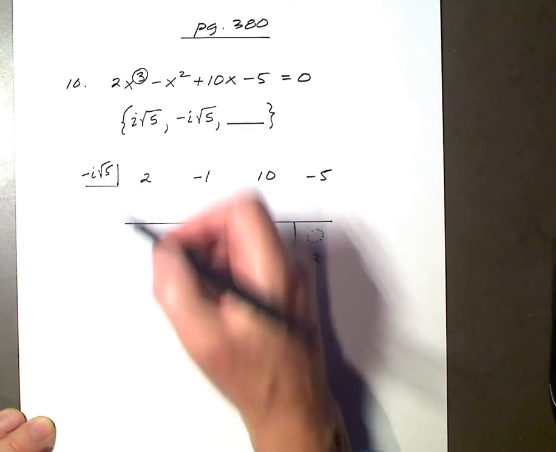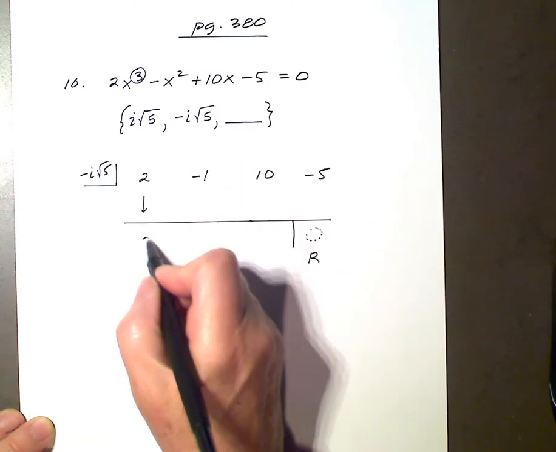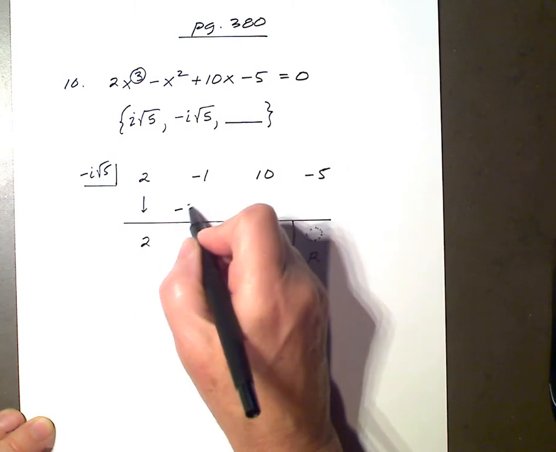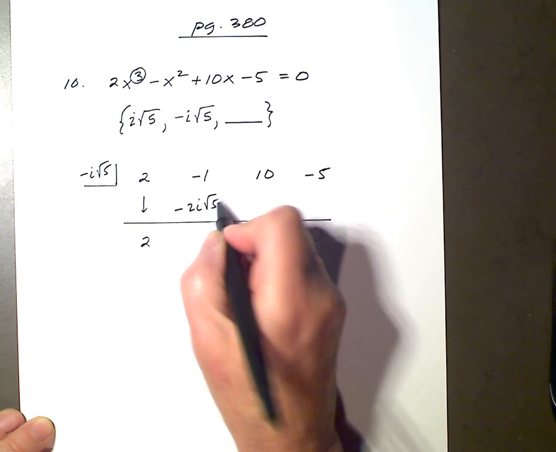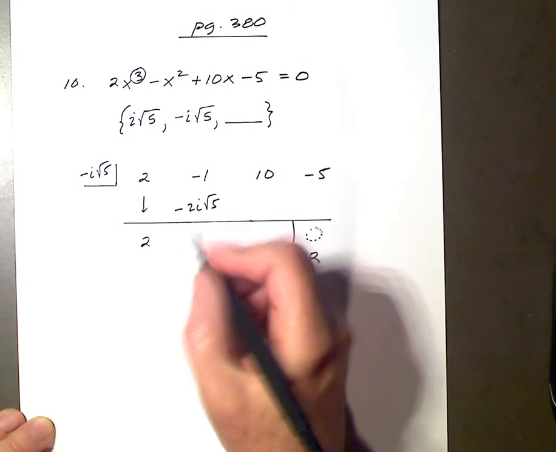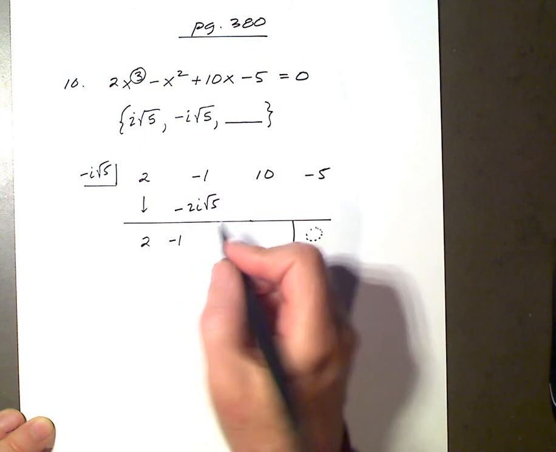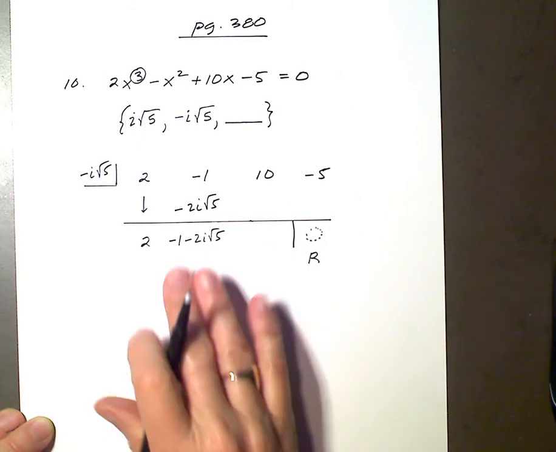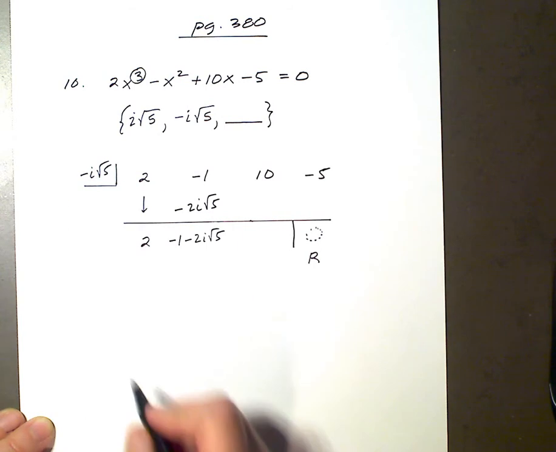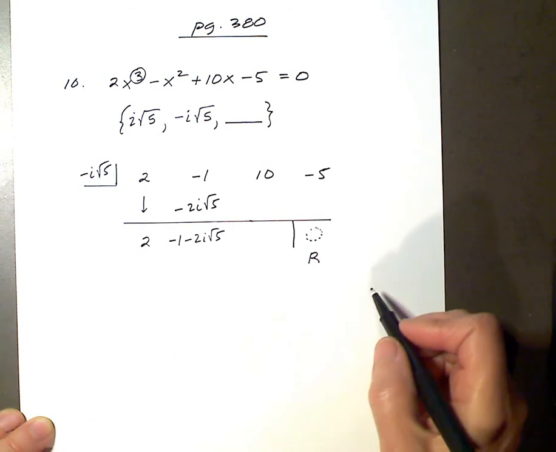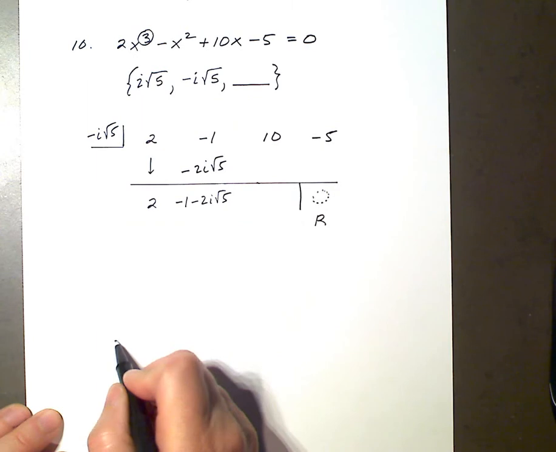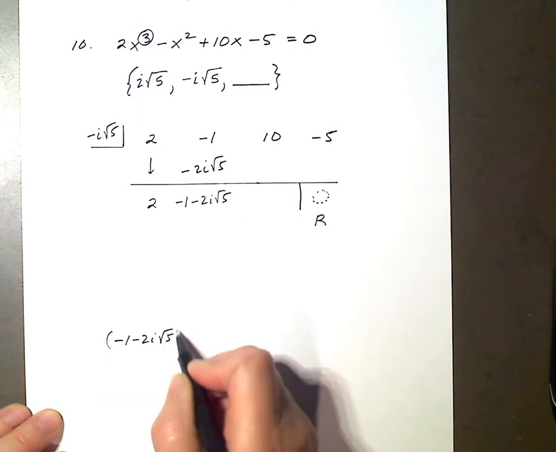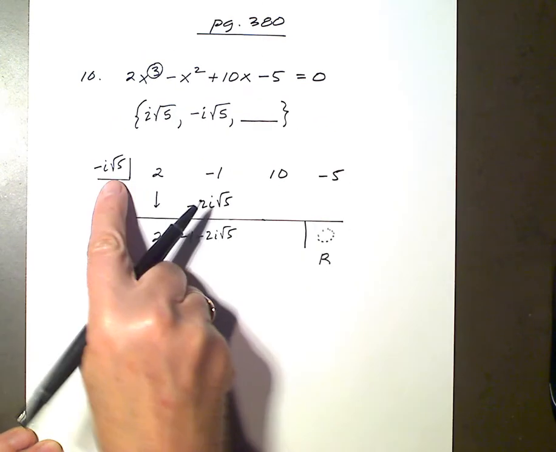Anyway, bring down 2. 2 times negative i root 5 is negative 2i root 5. When I combine that with negative 1, I get negative 1 as the real part, minus 2i root 5. Okay, now this has to be multiplied by negative i root 5, so I'm going to take that down here. Negative 1 minus 2i root 5, and this is now going to be multiplied by negative i root 5.